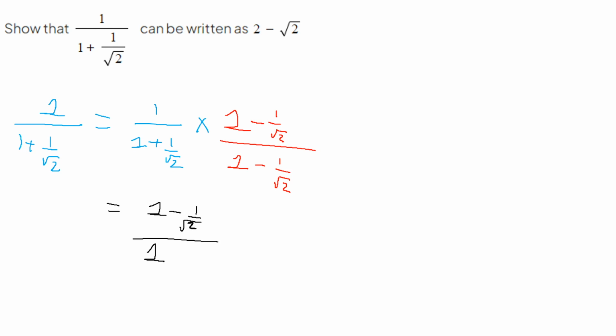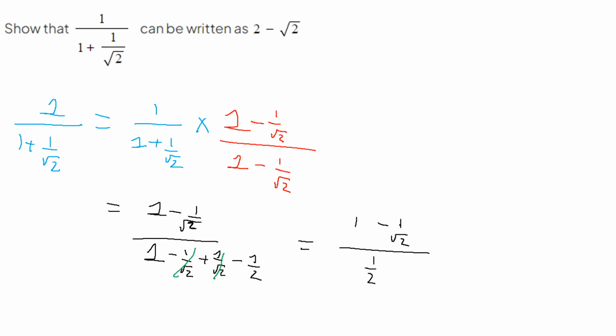1 times minus 1 over root 2 is just going to be minus 1 over root 2. This will be plus 1 over root 2. And then 1 over root 2 times 1 over root 2 is just going to be minus 1/2. And then because we rationalized the denominator, these two will cancel out. And so what we're left with is 1 minus 1 over root 2, all divided by, what's 1 minus 1/2? 1 minus 1/2 is simply 1/2.